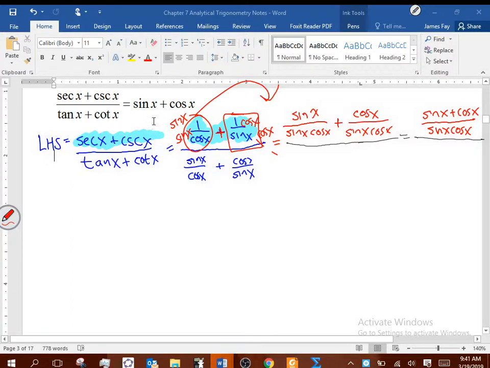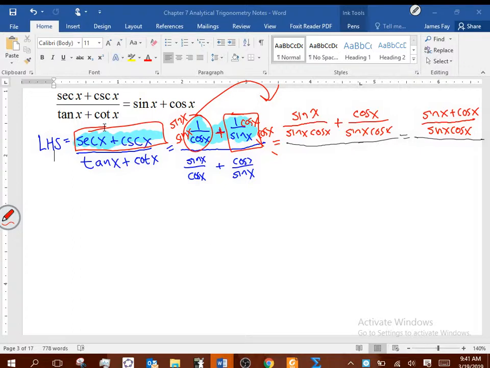And now what we've done, ultimately, is we've taken one component of the left-hand side, which was the numerator, but it was two fractions, and we've now condensed it to sine x plus cosine x over sine x cosine x, which is now just one fraction. Does that make sense? Now I want to approach the bottom the same way.